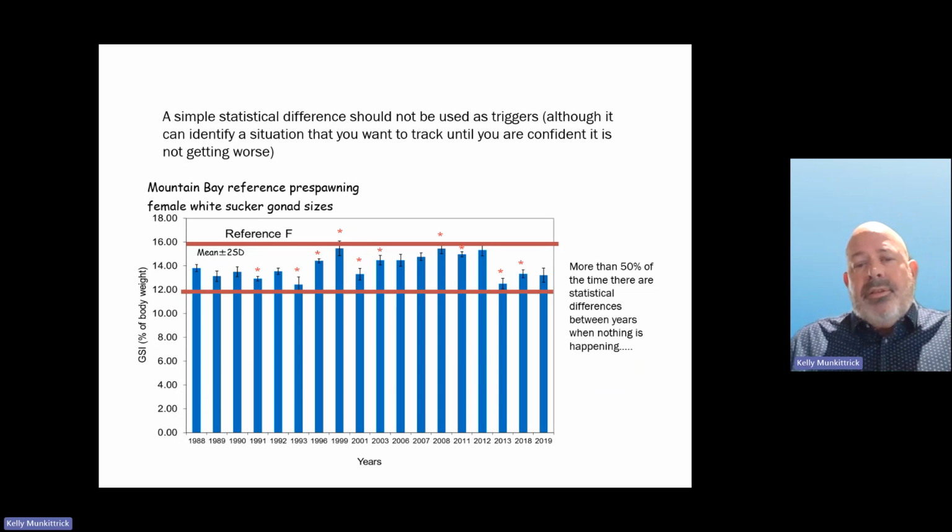This is data from a 30-year study we did on Lake Superior, which is a very clean area in Northern Ontario. This is at a reference site where there's no permanent residents, no discharges of any type. And this is the size of ovaries in female white sucker when they come into the streams to spawn. And if there's a red asterisk, it means that the difference was statistically significantly different from the year before. And so more than 50% of the time, we see statistical differences between years when nothing's happening.